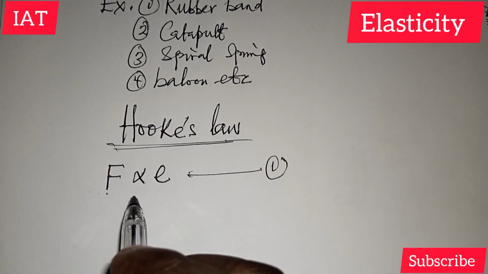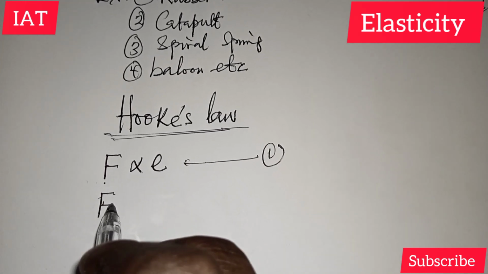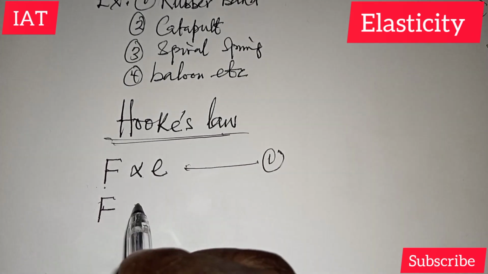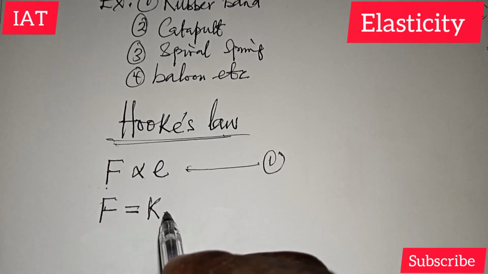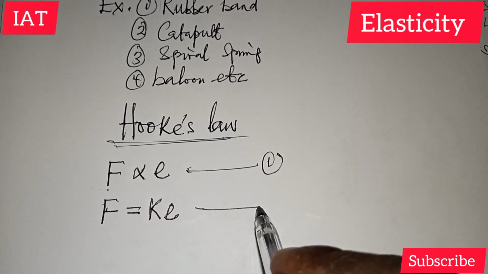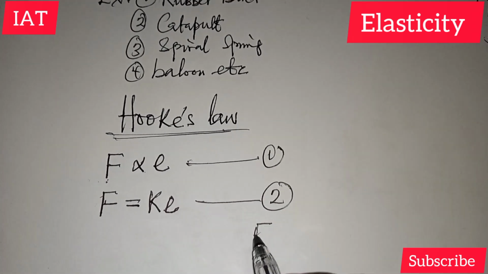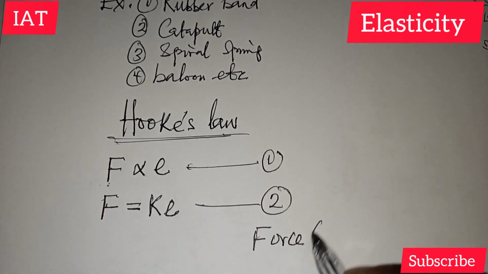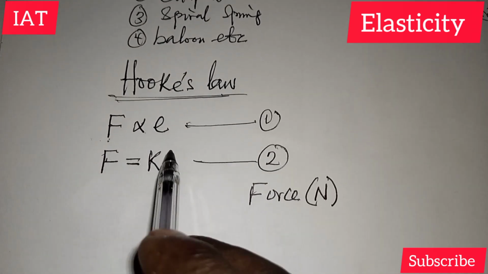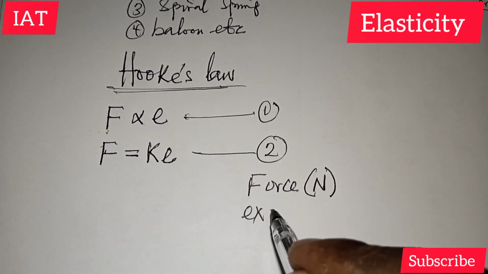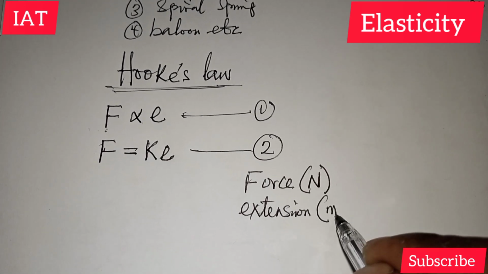So we can tweak this expression in such a way that we can make good sense of it. First, if we change the sign of proportionality, we can introduce a constant, which is K, multiplied by this E. So what exactly is this F? F is the force applied, and it is measured in Newton. The SI unit of this force is Newton. Again, this E is the extension produced, and the unit of this extension is meters.